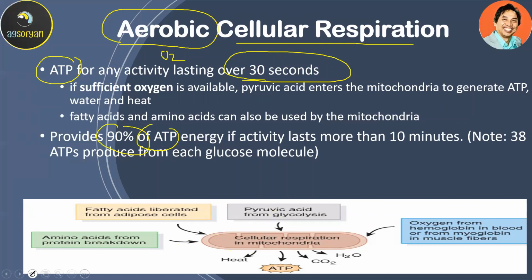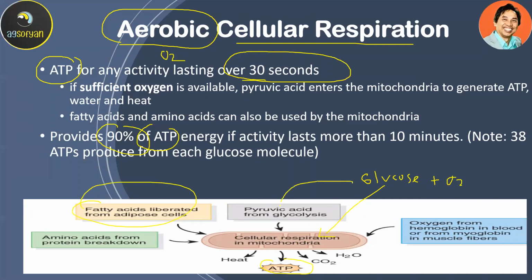Again, the main molecule used for making the ATP is the glucose, okay, plus oxygen. Then it goes to the mitochondria and produces the ATP. If we don't have enough glucose, sometimes it can also come from fatty acids, the energy storage that we have.